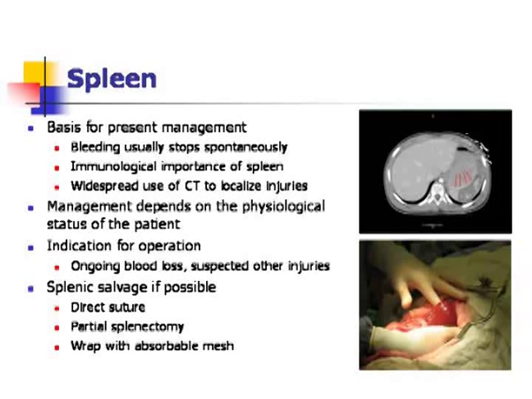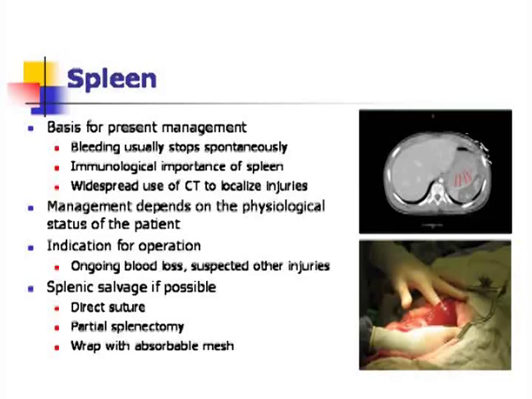So let me go through in a little more detail how we arrived at the management of these splenic injuries. There are really three things that have led to non-operative management of splenic injuries. The first is the recognition that bleeding usually stops in splenic injuries. And I haven't taken a spleen out in a child in probably 5 or 6 years, because it almost never happens. There's also the recognition that the spleen is very important immunologically. And then the advent of CT has allowed us to localize injuries a lot better, and make sure that there are no other injuries.